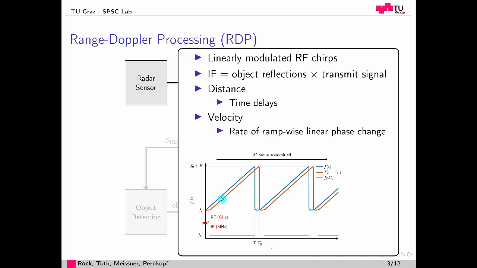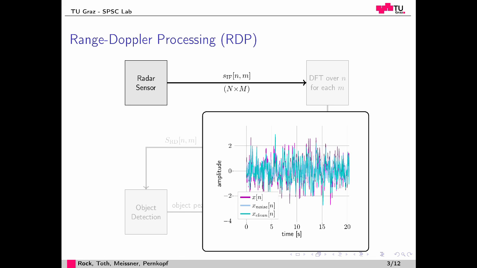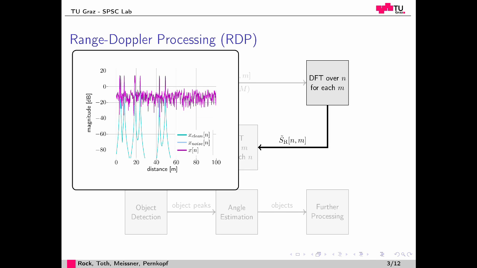In the figure in the bottom, you can see in blue the transmit signal, in red the receive signal, and in yellow the resulting intermediate frequency signal. This is a simulated IF signal in time domain. In the next step, a discrete Fourier transform is performed over the n fast time samples for each of the m ramps. The result you can see in the figure here. We have a signal in frequency domain now, where we have peaks at the distances where we have objects in the scenario.